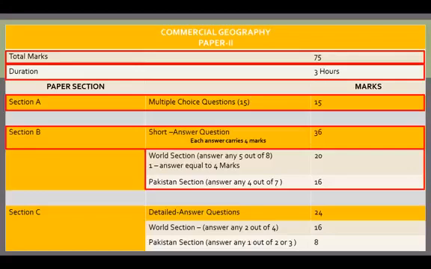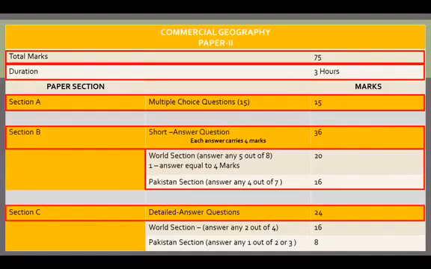In the world section, a student has to answer 5 out of 8 questions, and it carries 20 marks. While in the Pakistan section, answer any 4 out of 7 questions and it carries 16 marks. The total of that 20 and 16 is 36 marks of section B, which is very important and very easy. A student can get lots of marks from these sections because they are pinpoint, straightforward answers, and a student can easily score well from it.